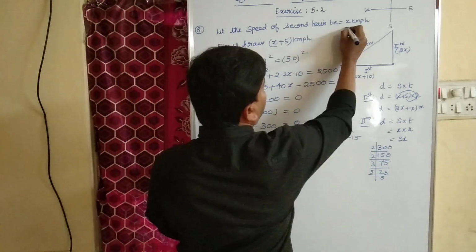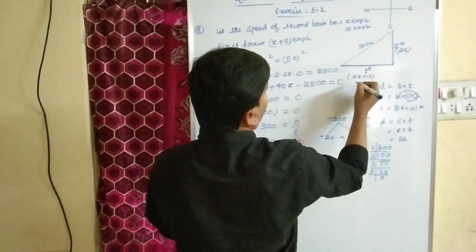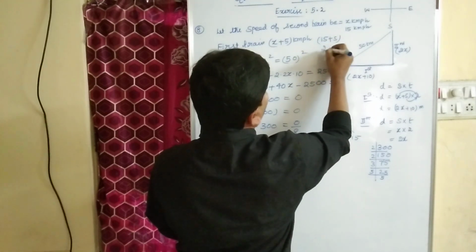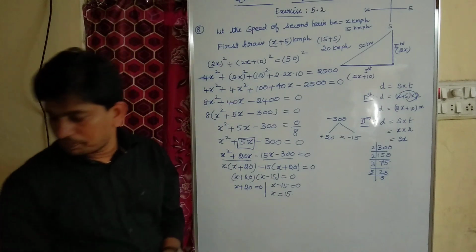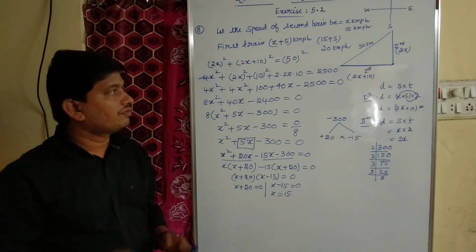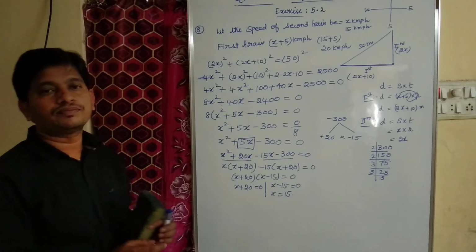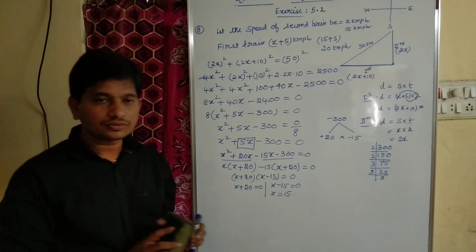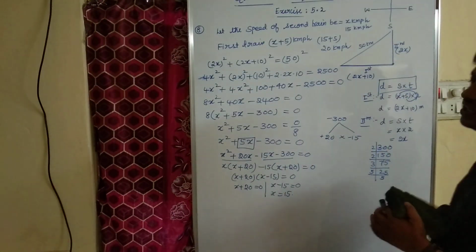So what is the speed of the second train? Speed of the second train is 15 km per hour. Right? What about the first train? First train is 15 plus 5, that is equal to 20 km per hour. So the speed of the first train is 15 km per hour and the speed of the second train is 20 km per hour. Okay?